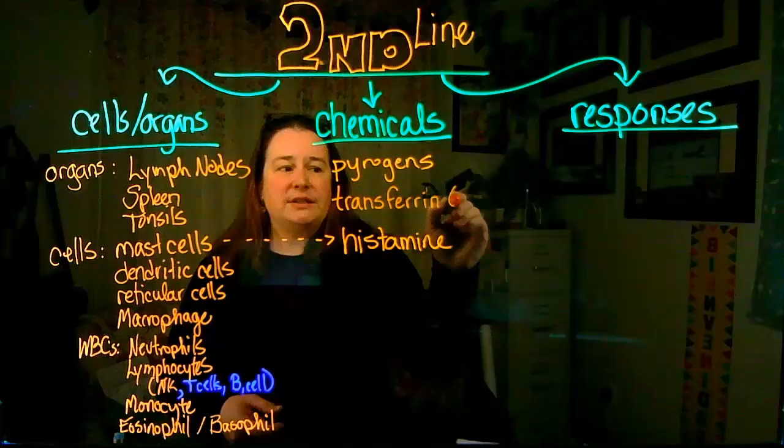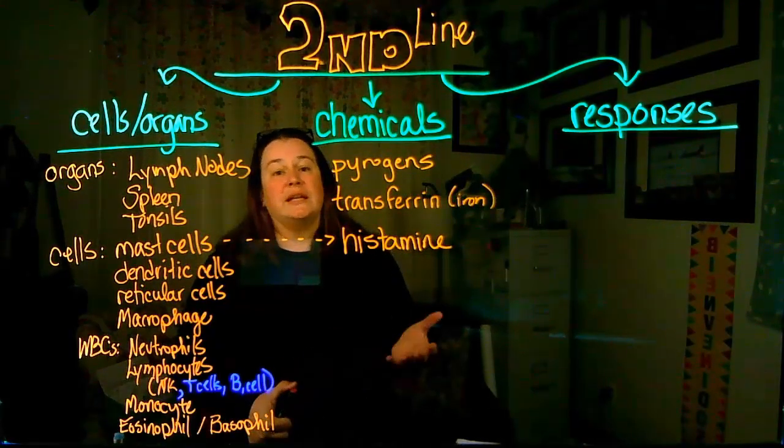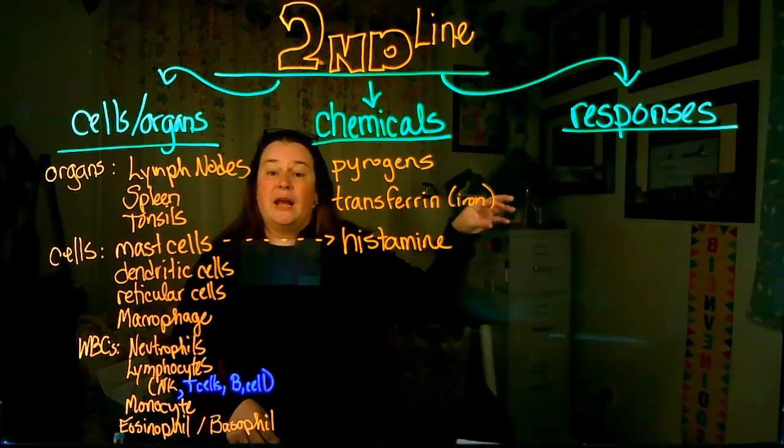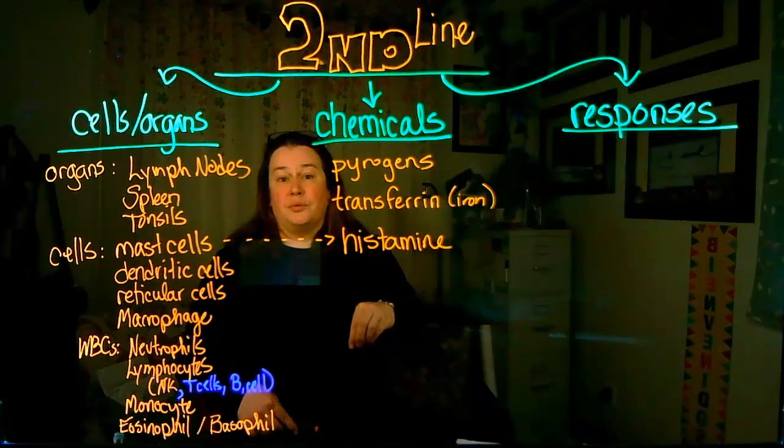Transferrin is a reference to iron. And this is a critical component that we see circulating in the blood to help capture iron and carry iron from, for example, the liver over to the bone marrow.